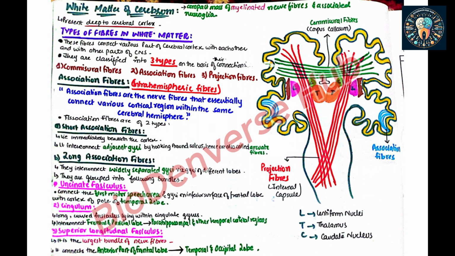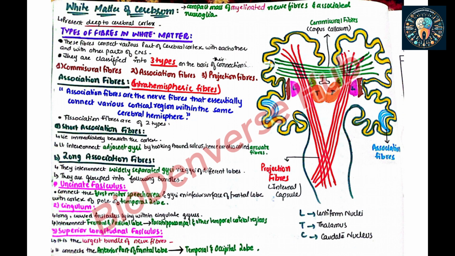After that, we have our long association fibers. They interconnect the widely separated gyri of the different lobes. They are grouped into the following bundles. First is the uncinate fasciculus, which connects the motor speech area and the gyri on the inferior surface of the frontal lobe with the cortex of the pole of the temporal lobe.